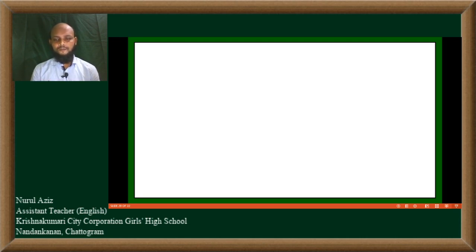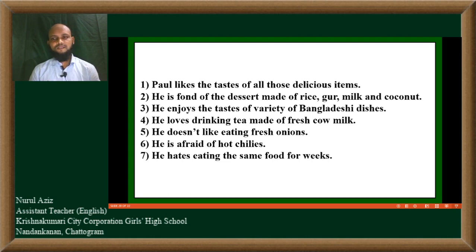So let's see the completed sentences. Paul likes the taste of all those delicious items. He is fond of the dessert made of rice, gur, milk, and coconut. He enjoys the taste of variety of Bangladeshi dishes. He loves drinking tea made of fresh cow milk. He doesn't like eating fresh onions. He is afraid of hot chilies.